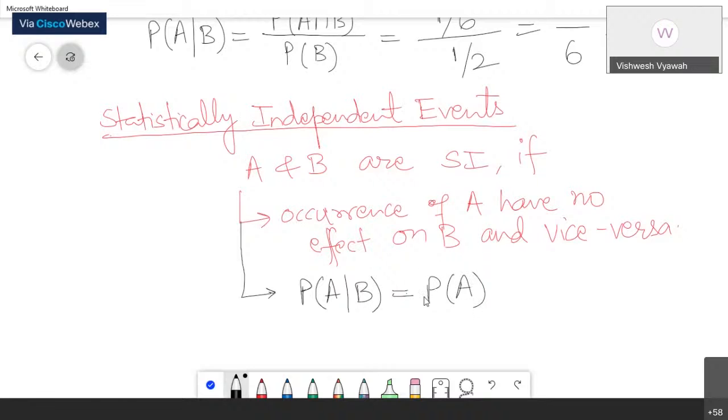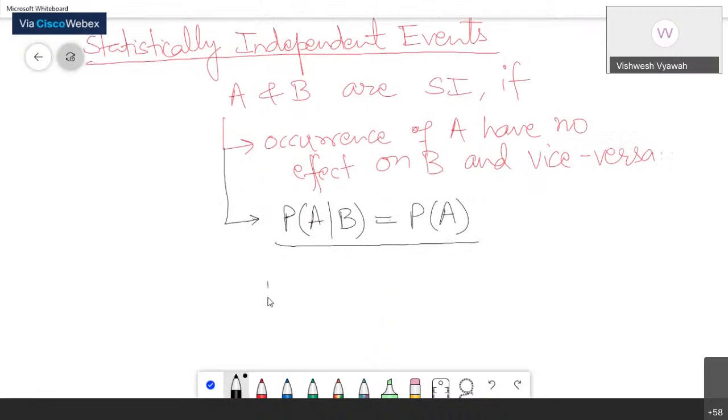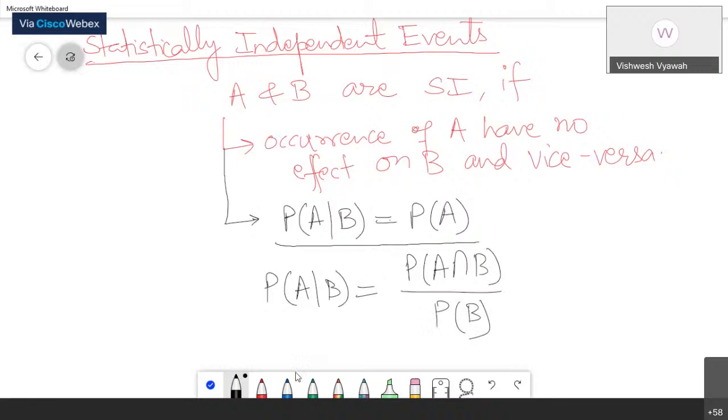Very simple. So probability of A given B, conditional probability. So A does not depend on B. Whether B occurs or not, whether B takes place or not, has no effect on A. So conditional probability of A given B is equal to probability of A. Now if we substitute this here, we get an interesting relationship. What is the relationship that we have? Probability of A given B is equal to probability of A intersection B divided by probability of B. Now this is particularly this thing.